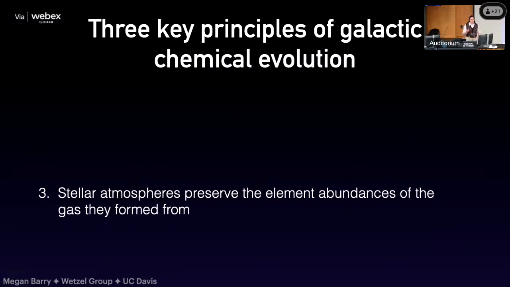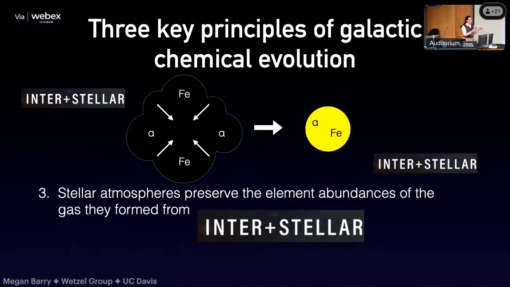And then third is that stellar atmospheres preserve the element abundances of the gas that they formed from. So this is kind of my big tie-in to the topic of the conference, Inter+Stellar, is that these stars put out some elements, new stars form from gas containing those elements, and those element abundances are basically locked into the star's atmosphere for the rest of its life. So we can sort of use element abundances in stellar atmospheres to study the history of the ISM through the galaxy's lifetime.